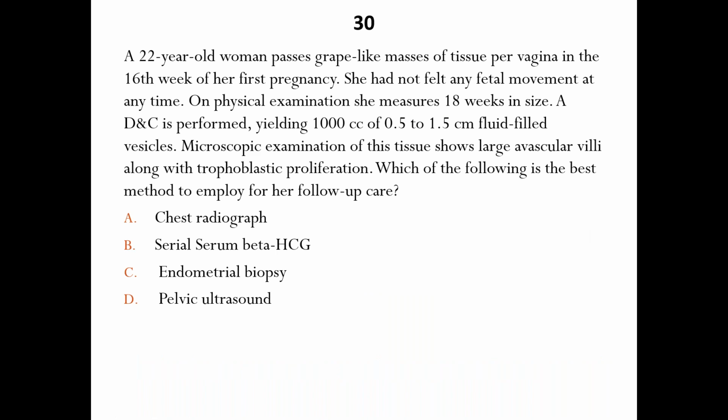A 22-year-old woman passes grape-like masses of tissue per vagina in 16th week of her pregnancy. She had not felt any fetal movement. On physical examination, she measures 18 weeks in size. D&C is performed and 1000 cc of 0.5 to 1.5 centimeter fluid-filled vesicles are seen. Microscopic examination of tissue shows large avascular villi with trophoblastic proliferation. Which of the following is the best method to employ for her follow-up care? So in this, the student should already know the diagnosis and then he will be able to tell about the follow-up care. Serum beta HCG estimation.